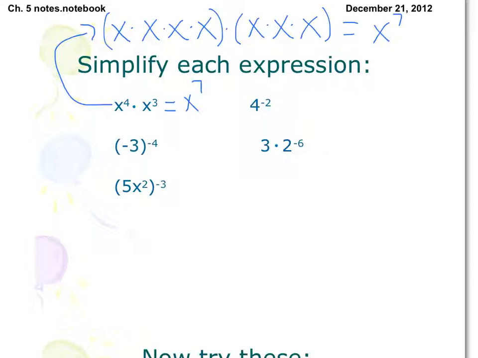It makes a lot of sense, and even though it's not necessarily the most logical thing that when you're multiplying the two terms you add the exponents, when you break it down that way, that is what makes sense. 4 to the negative 2nd we could write as 1 over 4 to the 2nd, or 1 over 16. Same thing on this problem. We could go 1 over negative 3 to the 4th power. Negative 3 to the 4th is 81, so we could rewrite that as 1 over 81.